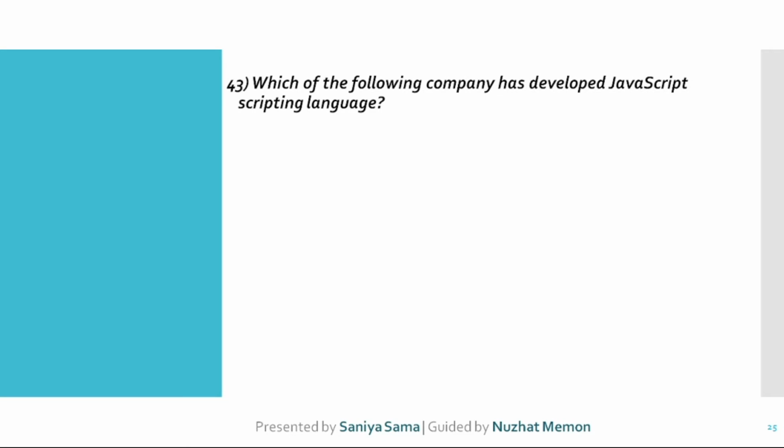43. Which of the following company has developed JavaScript scripting language? Option A, Microsoft. Option B, Sun Microsystem. Option C, Oracle. Option D, Netscape. The answer is Netscape.